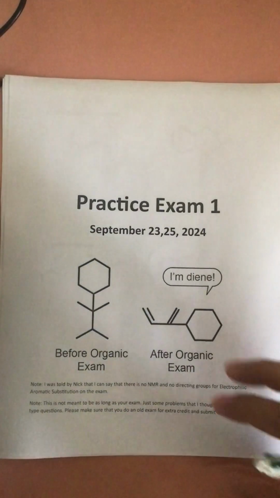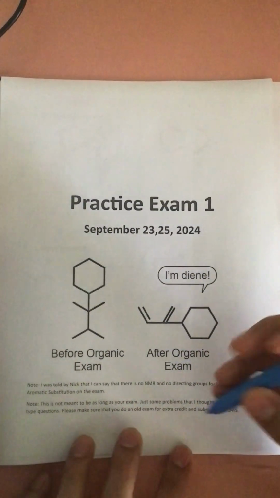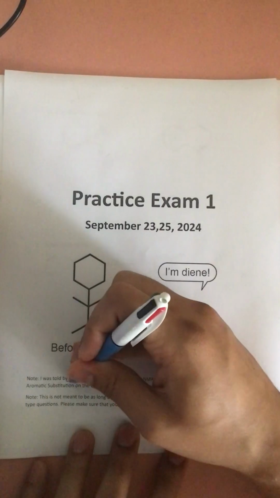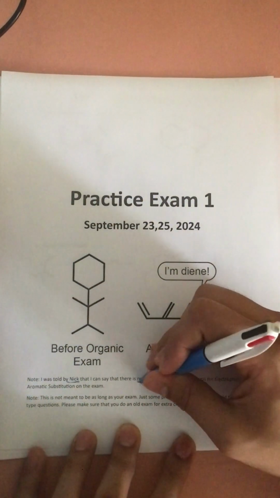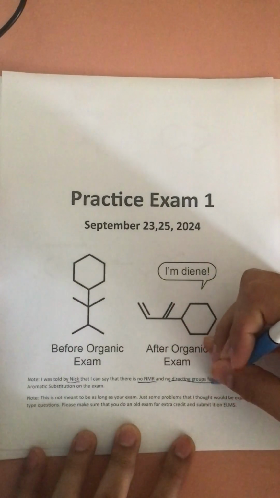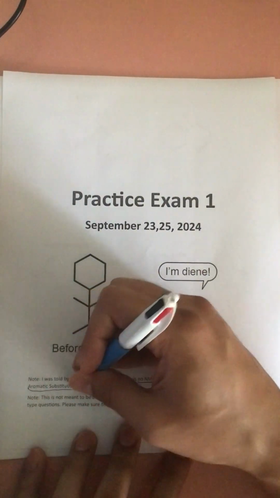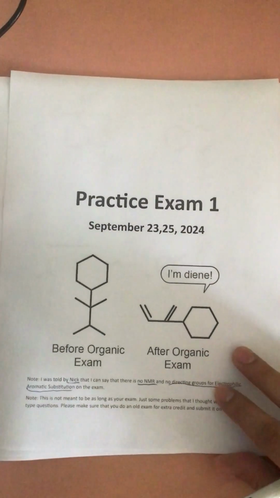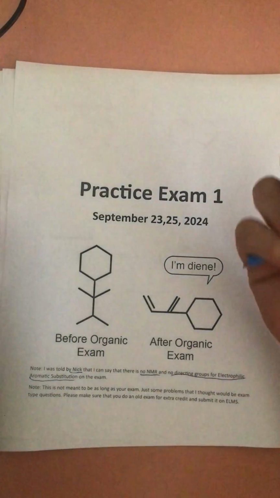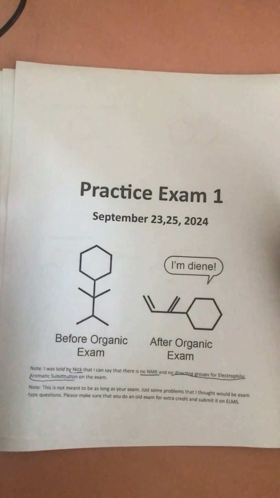We're going to do practice exam 1 here. Just quick notes. One, I was told by Nick that he told everyone at the review session, so I guess I can say it here. But there's no NMR and there's no directing groups for electrophilic aromatic substitution on this exam. Directing groups for Diels-Alder is still fair game, so you still need to understand how they work. But for electrophilic aromatic substitution, on where the next substituent goes, it's not there.